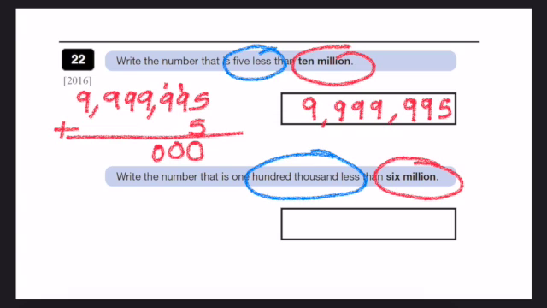So the next one is write the number that is 100,000 less than 6 million. So it's going to be 5,900,000. So if you add 100,000 to 5,900,000, you would get 6 million. If you add 5 to 9,999,995, then you would get 10 million.